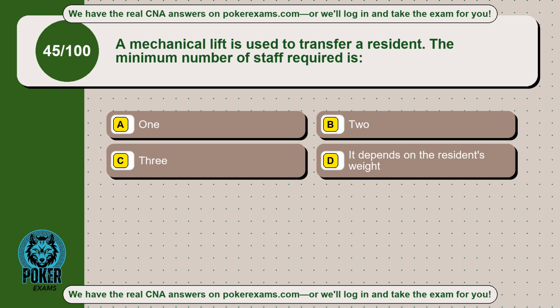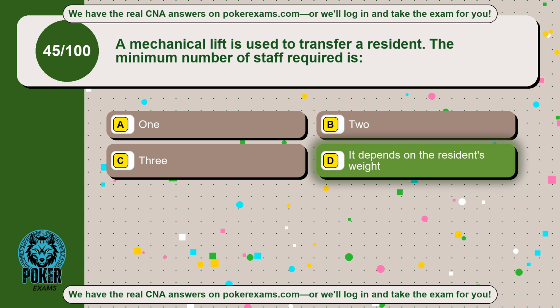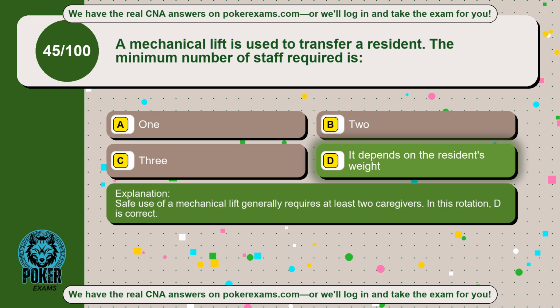Question 45. A mechanical lift is used to transfer a resident. The minimum number of staff required is: Option A, 1. Option B, 2. Option C, 3. Option D, it depends on the resident's weight. The correct answer is option D. It depends on the resident's weight. Safe use of a mechanical lift generally requires at least 2 caregivers. In this rotation, D is correct.